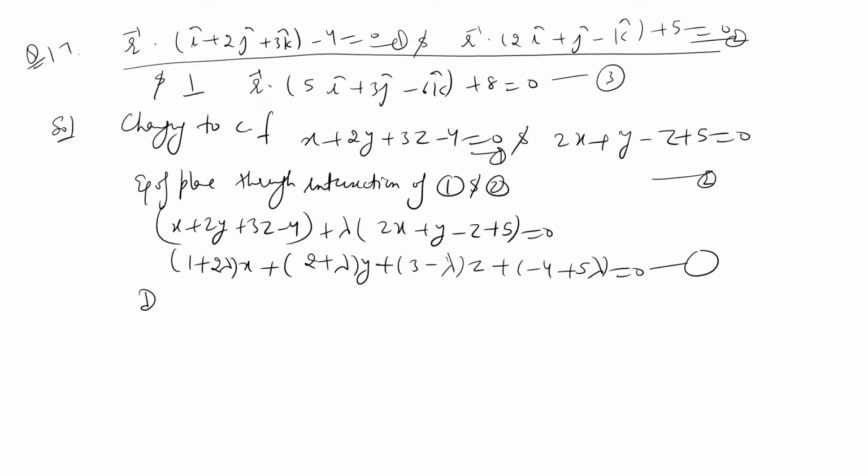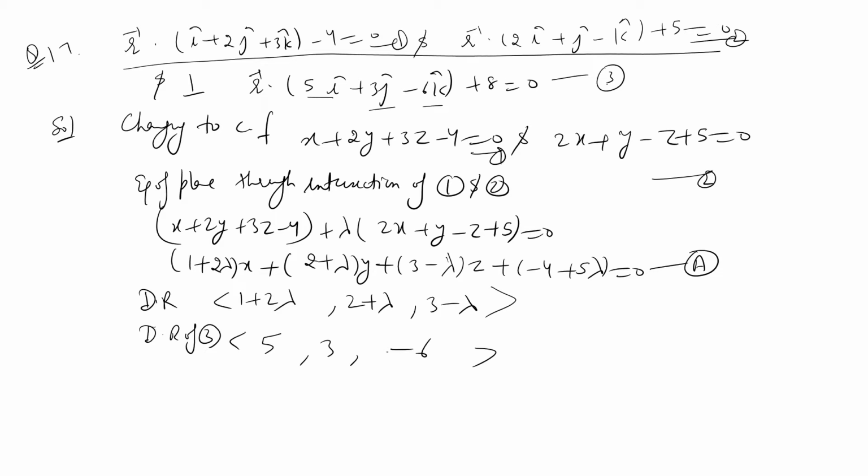So let's check its direction ratios, as the connection will be between this plane and plane number 3. So this is 2 plus lambda and it is 3 minus lambda. Check for the direction ratios of plane 3. They are, you can very clearly see, 5, 3 and minus 6. As plane number A is perpendicular to this, I'm talking about plane number A, not 3.